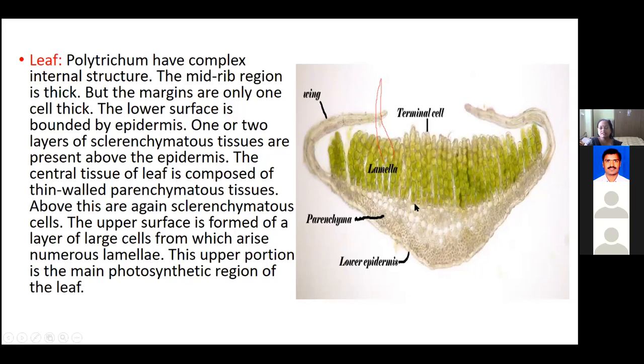But whereas the central tissue of the leaf is parenchymatous and thin walled. Now, above this parenchymatous tissue, you can see a large number of cells which are arranged one above the other like this. ఇదంతా lower epidermis.